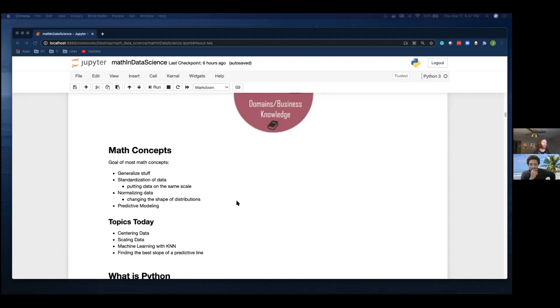So topics we're going to be covering today: how to center data, scaling data, and we're going to do a Z-score transformation. We're going to use a machine learning classifier called k-nearest neighbor. And finally, showing a regression problem. Cool.